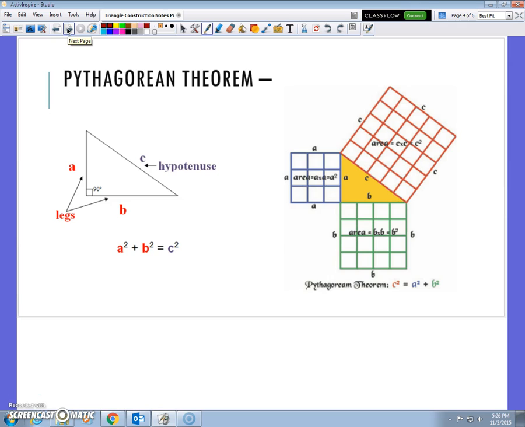The Pythagorean theorem classically is known as a squared plus b squared equals c squared, but it does matter which variable you choose for a, b, and c, which side of your triangle. Right triangles only. This only works for right triangles. Basically it's a relationship between the sides of a right triangle.